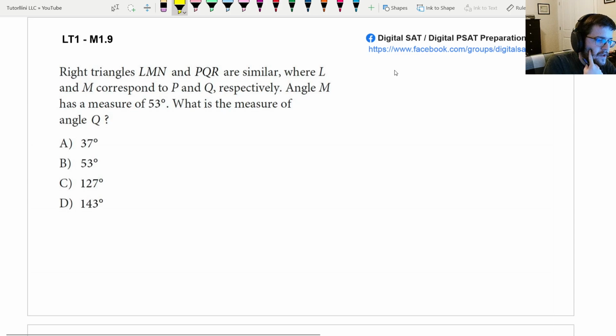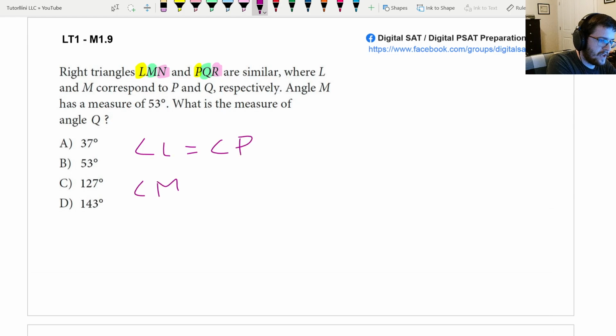Okay, so similarity statements. I've talked about this a lot in my other videos. The order of the letters tells you which angles are equal. So we don't even need this for all the questions, but angle L goes with angle P, they're both first. Angle M goes with angle Q, they're both second. And angle N goes with angle R, they're both third.